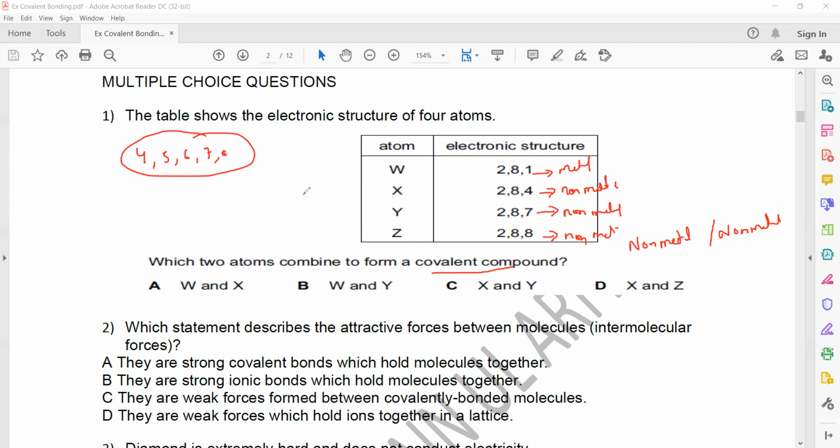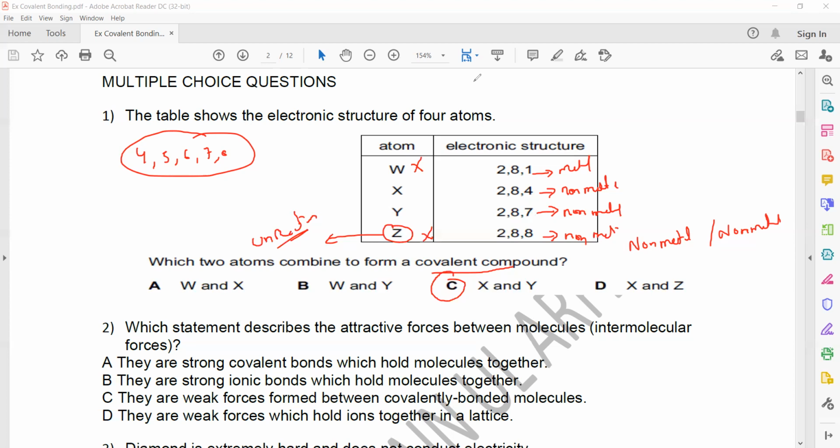But atoms which have 8 electrons in the last shell have a complete shell, so they don't react, they are unreactive, or group 8 elements. So Z will not react at all, and W is a metal. So which two non-metals join together to form a covalent bond? It will be between X and Y. So C will be the right answer for this, because a covalent bond is formed between non-metals.